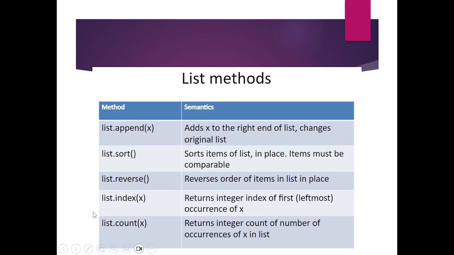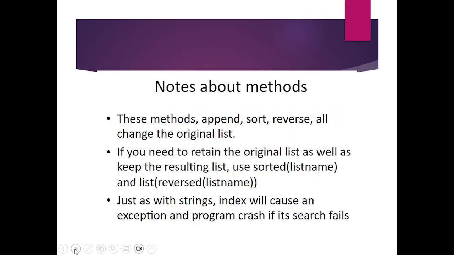Then we also have list.index(x), which returns the integer index of the first leftmost occurrence of x. So once we find the index of this value, it will return the index value. Then list.count(x) will return the integer count of the number of occurrences of x in the list. So this will count the matching data in the list. So we have the five common methods.